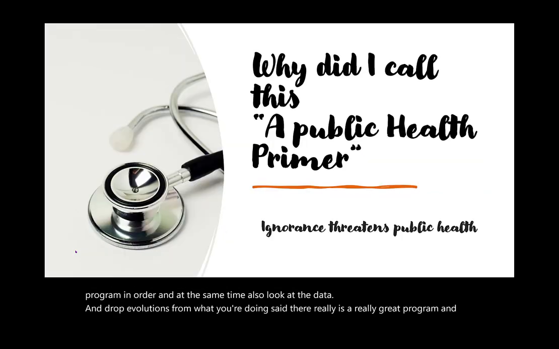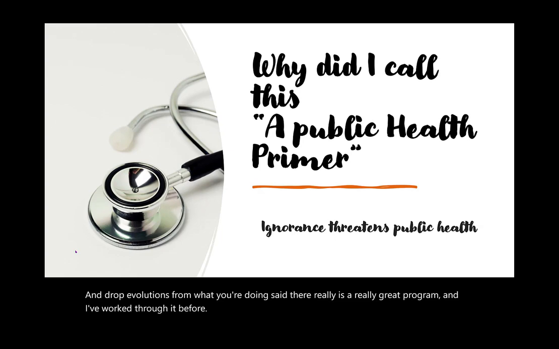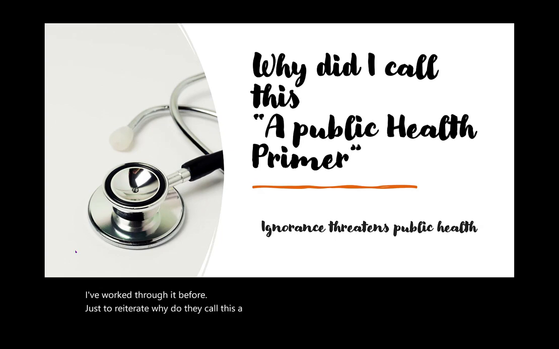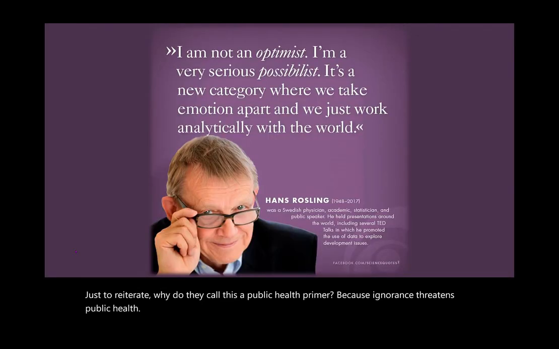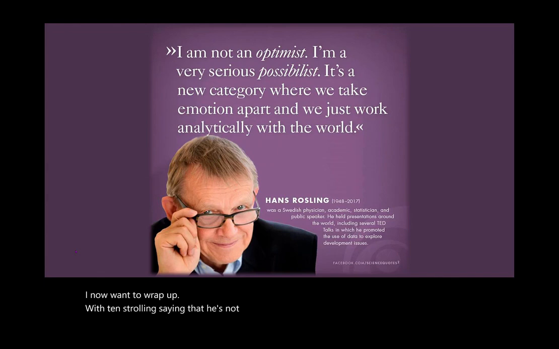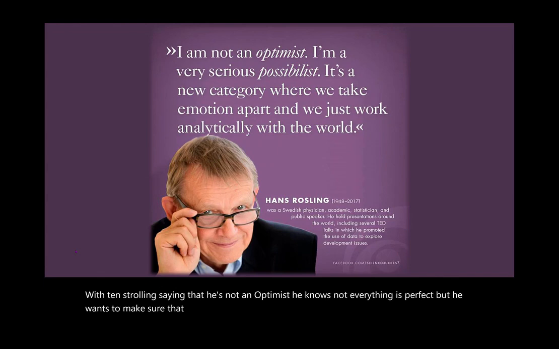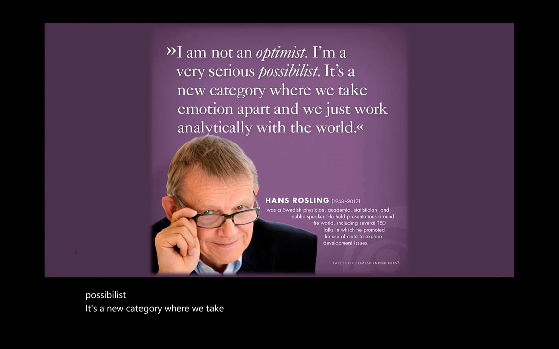Just to reiterate, why did I call this a public health primer? Because ignorance threatens public health. And I want to wrap up with Hans Rosling saying that he's not an optimist. He knows not everything is perfect, but he wants to make sure that people understand that things have changed. And he's a serious possibilist. It's a new category where we take emotion apart. We just work analytically with the world. We actually look at reliable data.